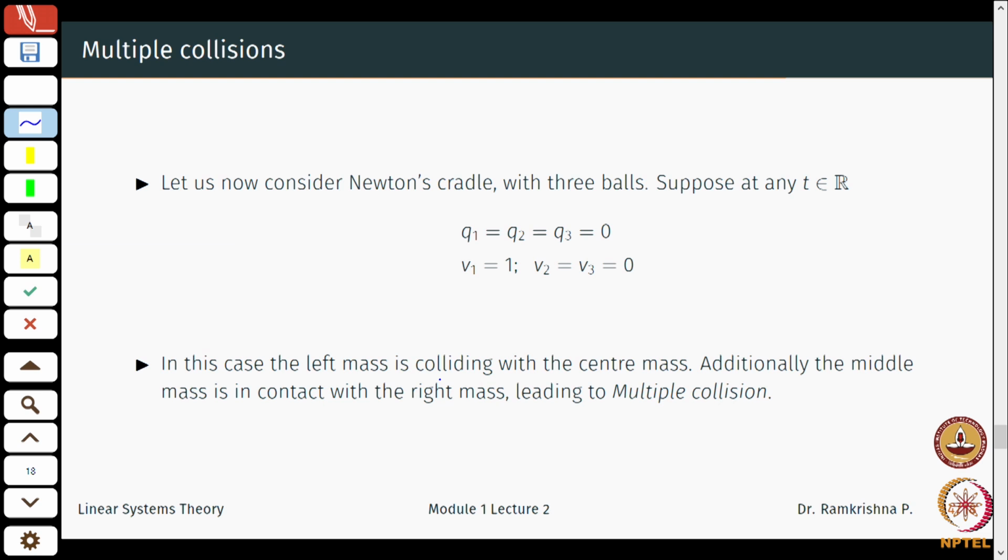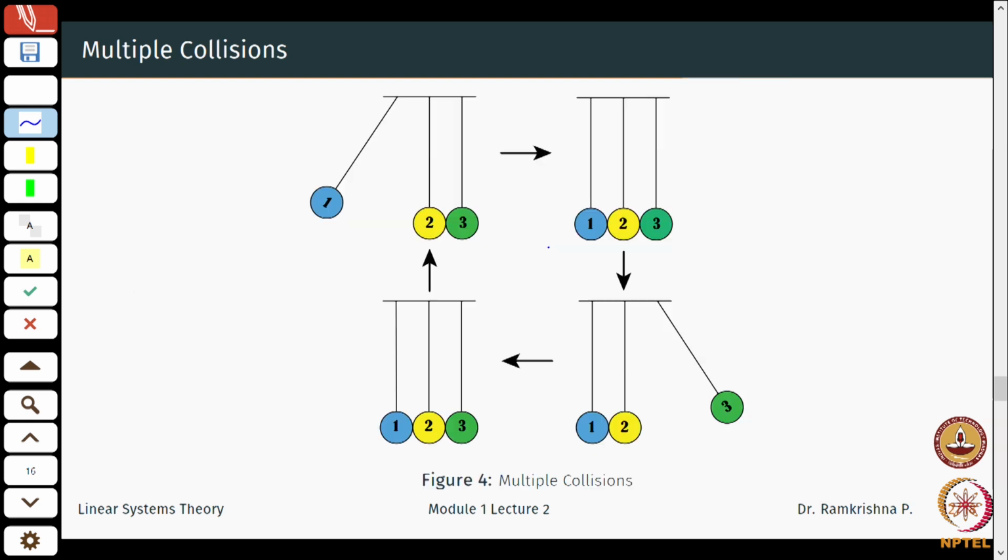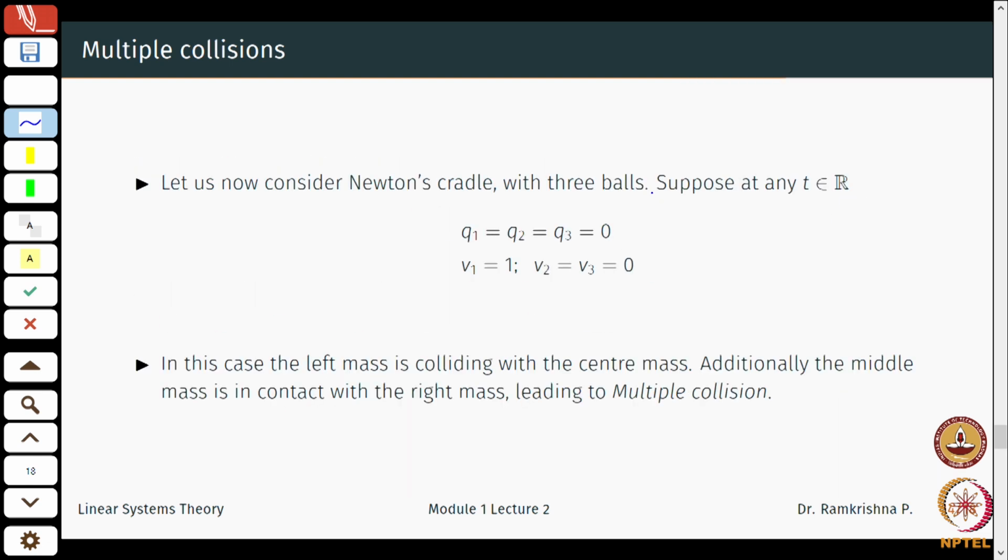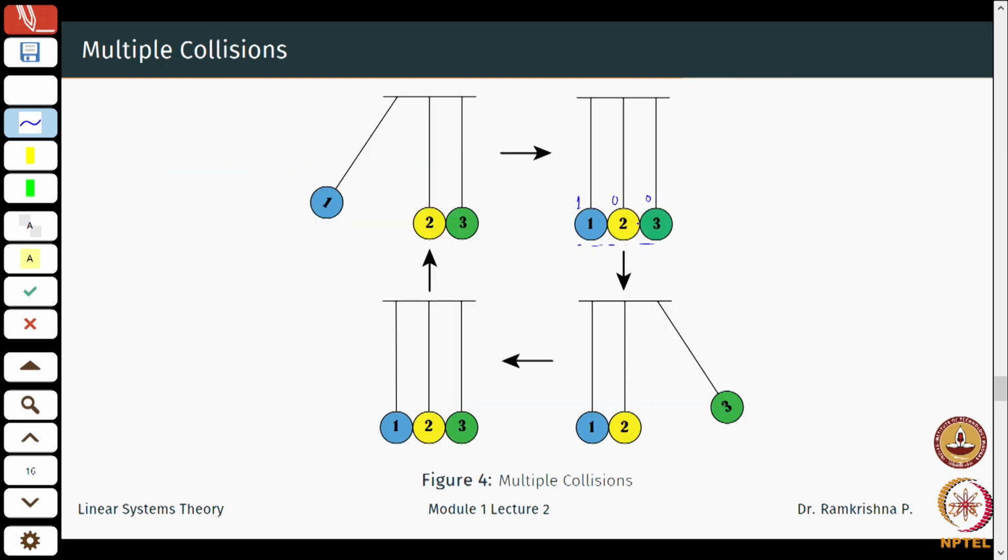So let us start with this. Let us say at time t equal to 0, I start with this, with the velocities being 1, 0 and 0, just before collision. In this case, the left mass is colliding with the center mass. And of course, the center mass is also in contact with the right mass. So this will collide with this, and this will collide with this.